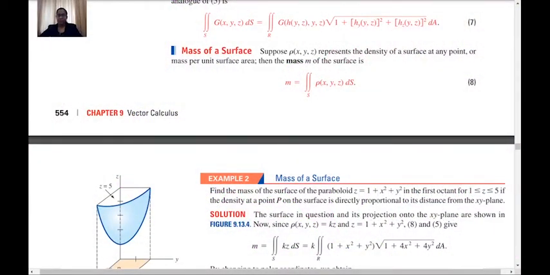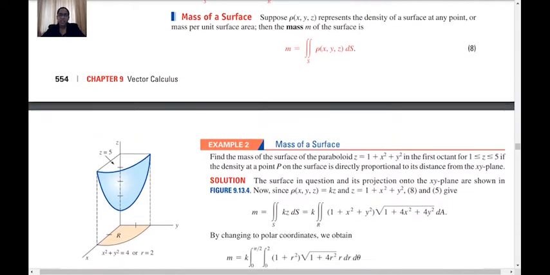So let's see, what is the mass of a surface? Suppose we are given the density of the surface at any point by rho of x, y, z, or mass per unit surface area. Then the mass of the surface is given by m is equal to the double integral over S of rho of x, y, z into dS. So the mass is treated as a surface integral, except that instead of the function g we have the density function rho. I hope it is clear. This is the formula: the double integral over S of rho of x, y, z into dS.